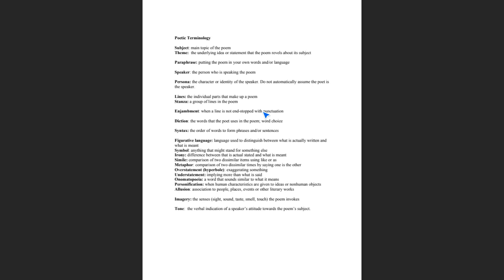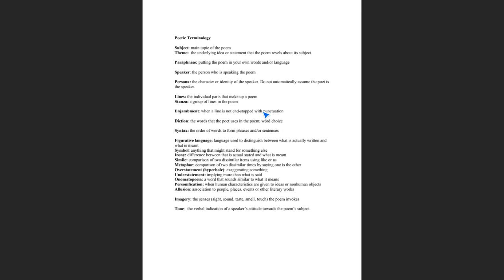that's called enjambment. Diction: these are the words that the poet chooses to use, and they can make all the difference. When we start talking about Theodore Roethke's "My Papa's Waltz," I will explain a little bit more how diction works, but it's word choice, and that word choice affects the way that we understand or how we encounter a poem.